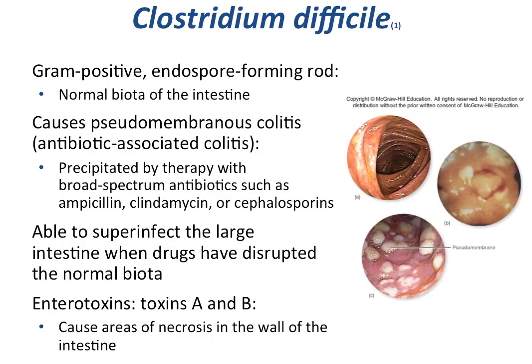Now let's talk about the Clostridium difficile. So this is a gram-positive endospore-forming rod. Actually, this is the normal flora of the intestine. So it will not cause problems in healthy people, okay. However, if the people take many antibiotics, the antibiotics will kill the other flora, so C. difficile will overgrow and cause pseudomembranous colitis.